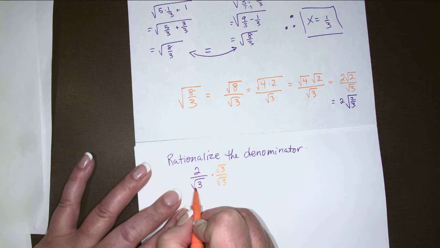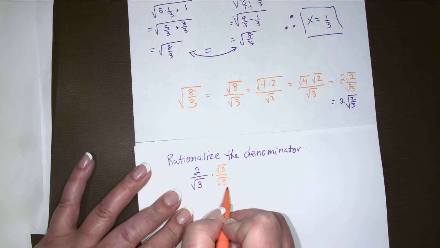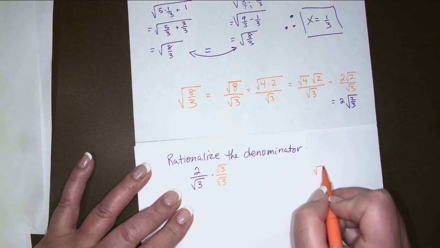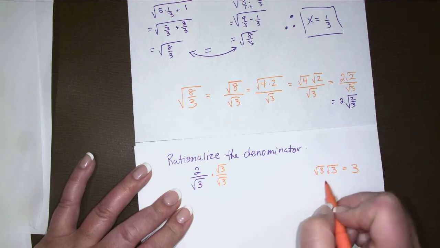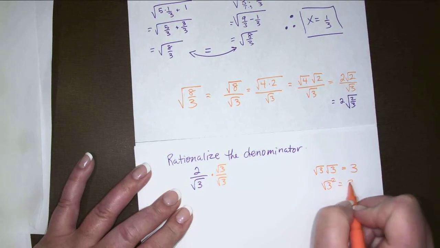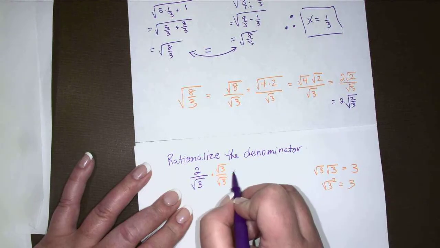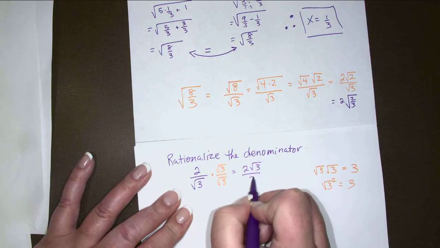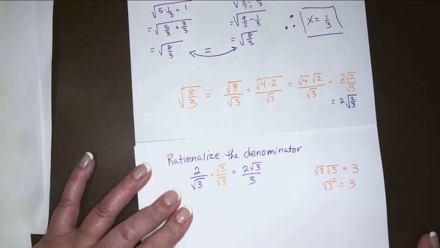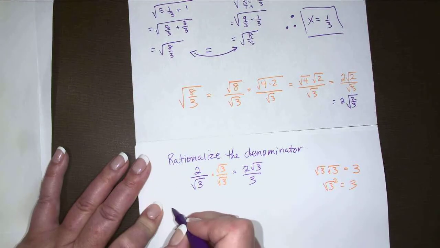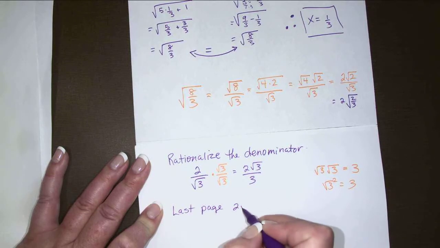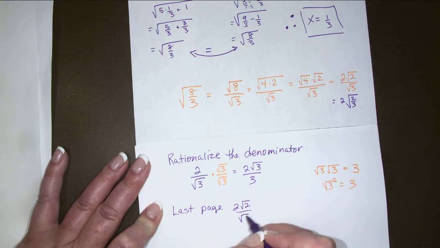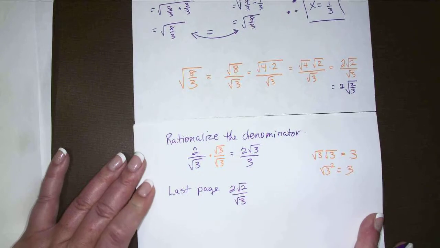Because square root of 3 times square root of 3 is just 3. That's square root of 3 squared. So if we do that, we'll have 2 root 3 over 3, and then that's rationalized. So if we had our question from the last page, we had 2 root 2 over root 3. How would we rationalize that?